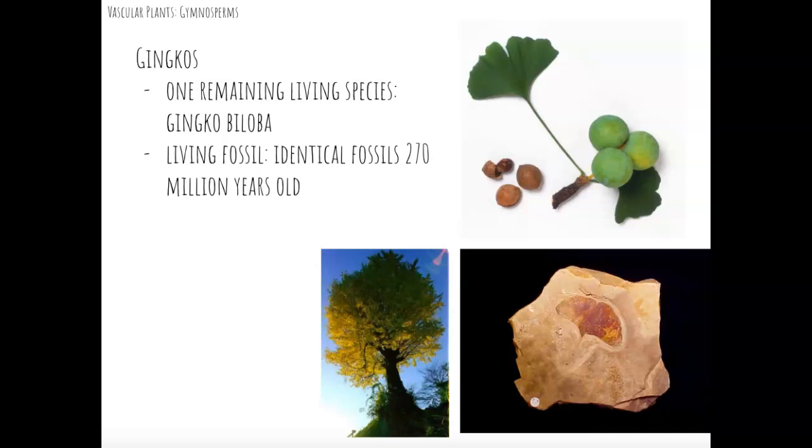The second group of gymnosperms are the ginkgos. And like we said, there's only one remaining living species of ginkgo, and that's Ginkgo biloba. Many people consider this to be a living fossil because there are identical fossils that are about 270 million years old. However, this one species is the only species that survived in the past 270 million years. Ginkgos are native to Asia. However, they have been used across Europe and the United States in landscaping because they produce really, really beautiful trees.